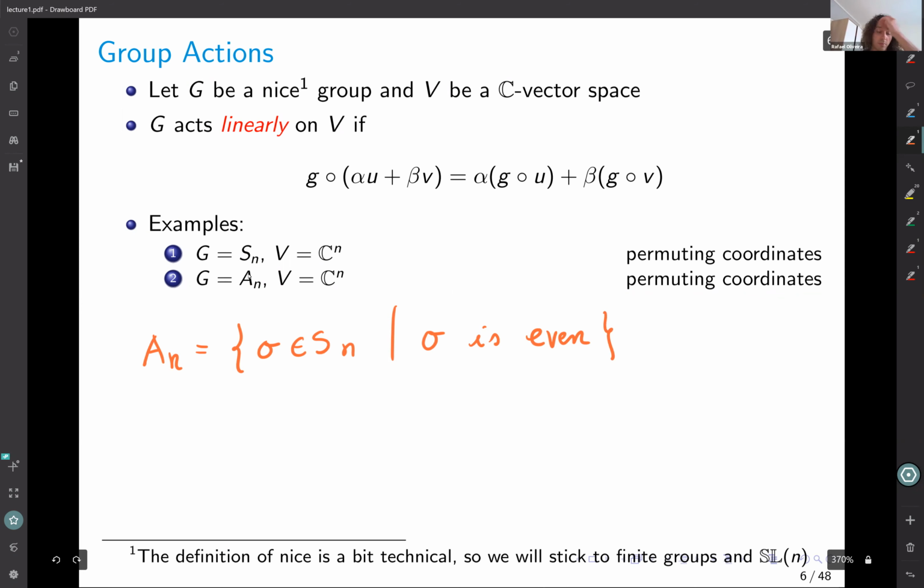So this set of even permutations can also act just by permuting the coordinates, and A_n is just a subgroup of the symmetric group. So the same action that we talked about in example 1 also works for example 2.